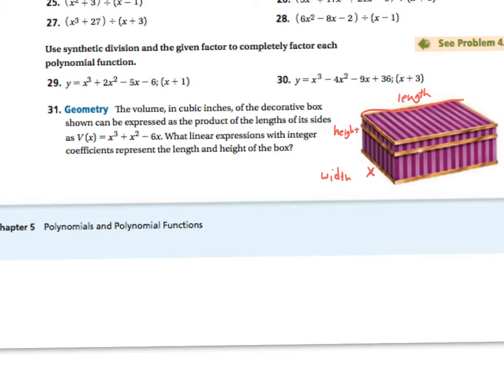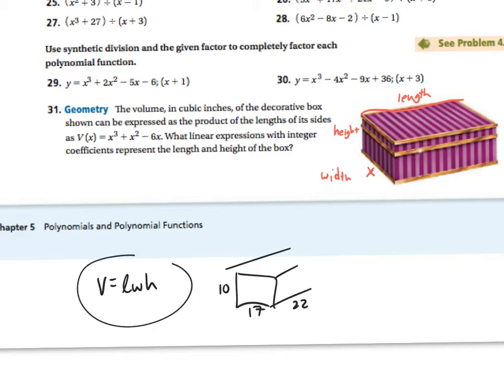Remember what volume is, and let me just show you real quick. Volume is length times width times height. So if I have a box here with a 10 here and a 17 here and a 22 here, and I wanted to find the volume, I would just multiply these three terms together. 10 times 17 times 22. That's the length times width times height, and that'll give you the volume.